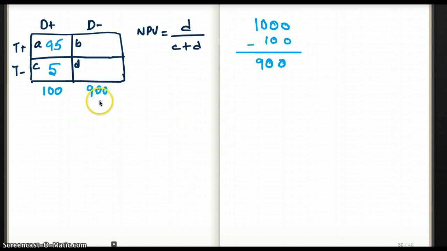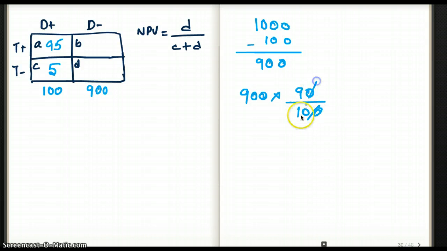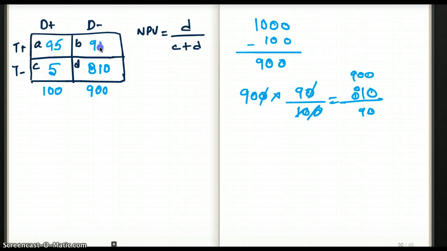After we find that value, we know that the specificity is going to be 90%. So that means true negative is going to be 900 times 90 by 100, so we are left with 810. So D is going to be 810. That's the true negative value. Now what about C, who are disease negative but test positive? Who don't actually have the disease but are testing positive? Those people would be 900 minus 810. That's going to be 90. So here we're going to have 90.